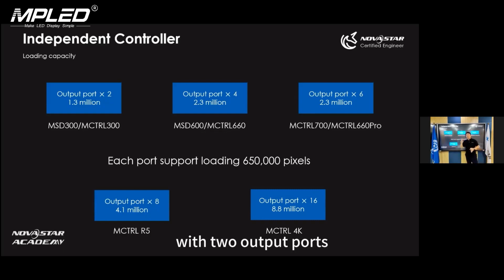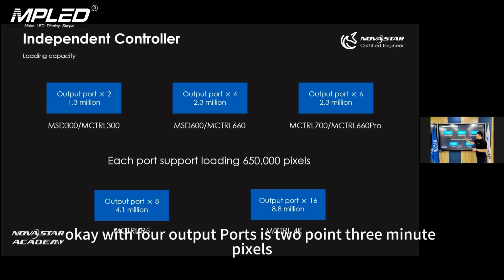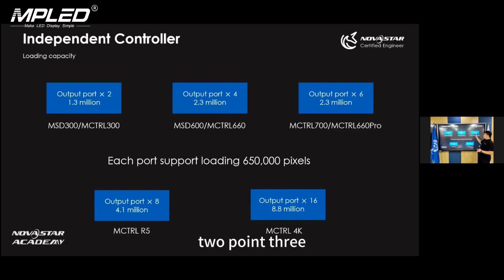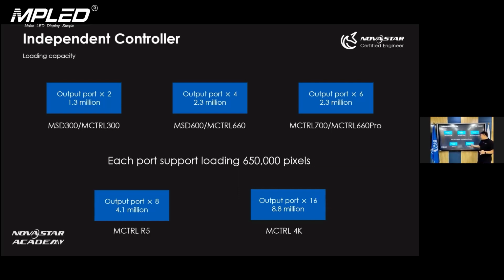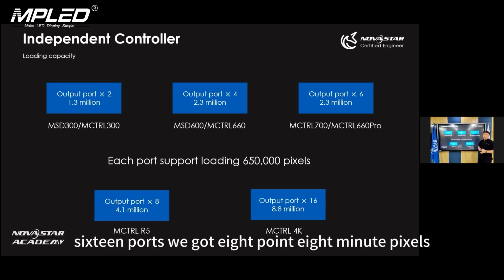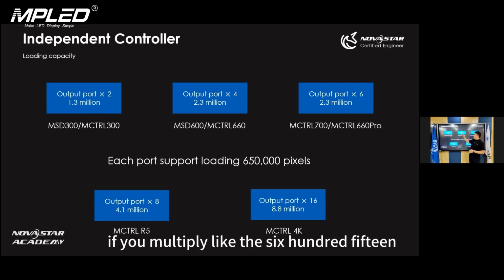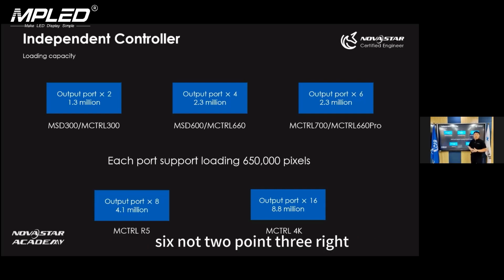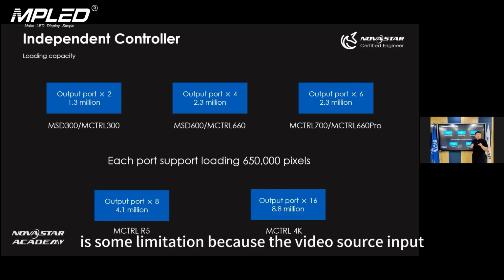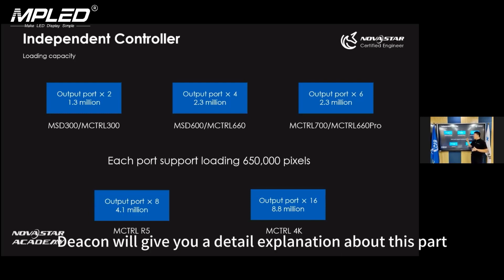Okay, so with 2 output ports, we get 1.3 million pixels, right? With 4 output ports, it's 2.3 million pixels. With 8 ports, it's 4.1 million pixels. And with 16 ports, we get 8.8 million pixels. But if you check these numbers, if you multiply 650,000 pixels by 4 ports, it should be 2.6, not 2.3, right? Actually, there is some limitation because of the video source input. But tomorrow, Deacon will give you a detailed explanation about this part.